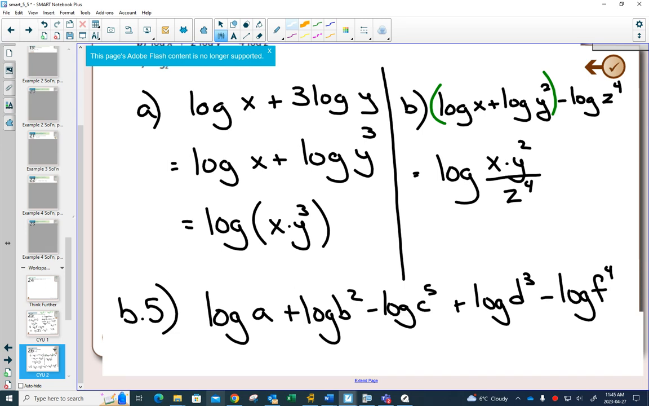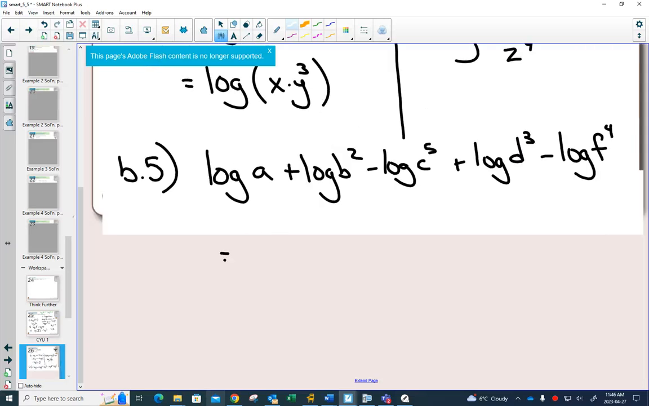Can you see that's a bunch of single logarithms all added and subtracted? So the shortcut would say whichever ones are added, the A, the B squared, and the D cubed, they will all go together in the numerator. And whichever ones are subtracted, which is the C to the 5 and the F to the 4, they will go in your denominator. And that's such an easy shortcut and will save you so much time that it is really, really helpful.